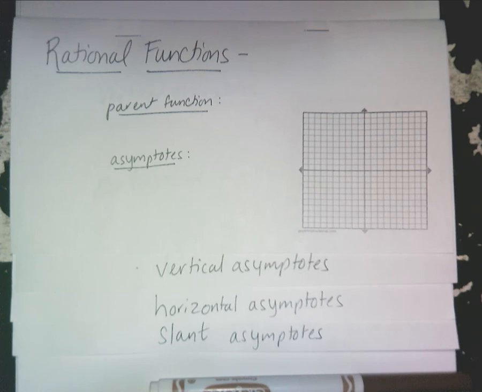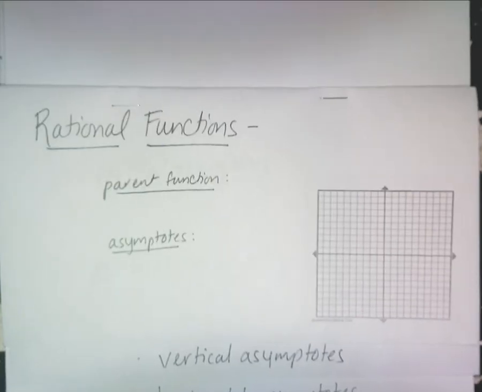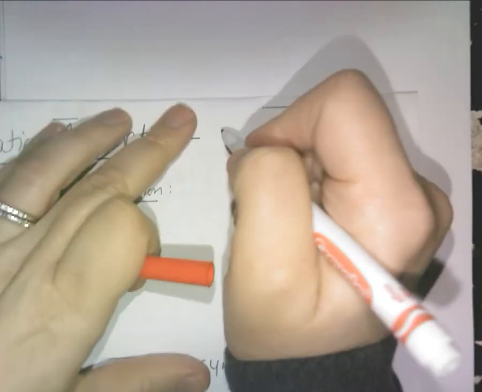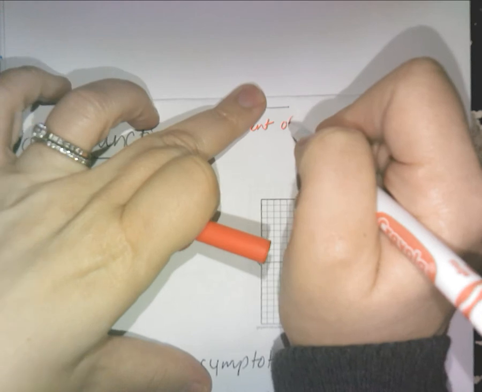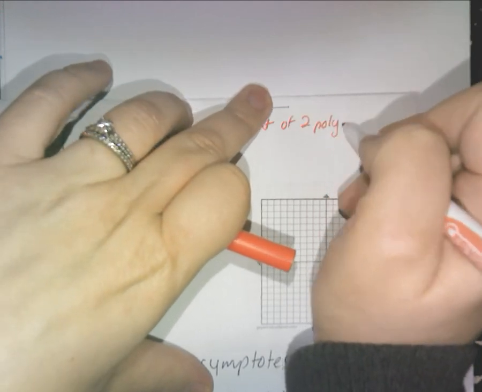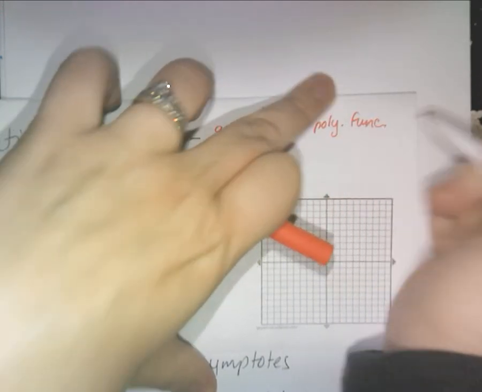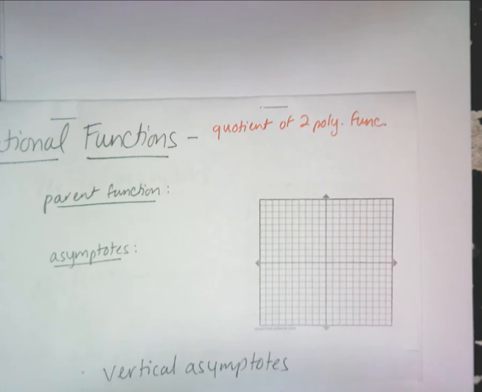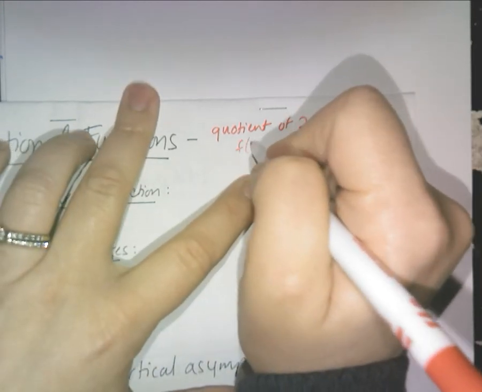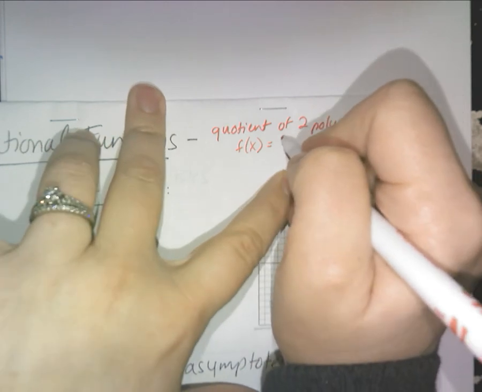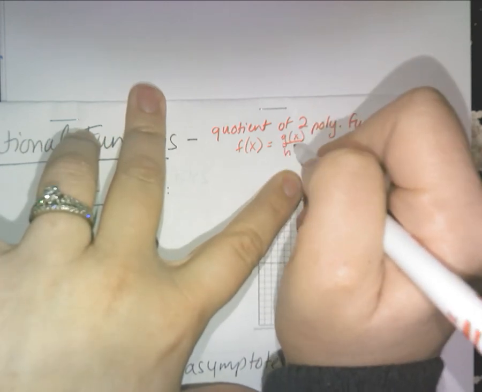All right, so first things first, let's talk about what rational functions are. So we're going to define that right here. It is a quotient of two polynomial functions. I'm abbreviating. Quotient of two polynomial functions. So f of x is equal to g of x over h of x.